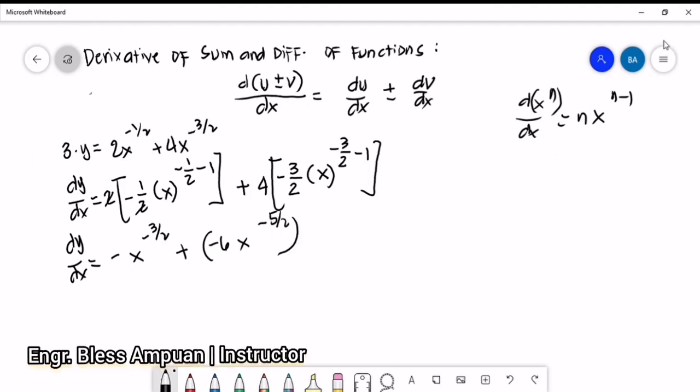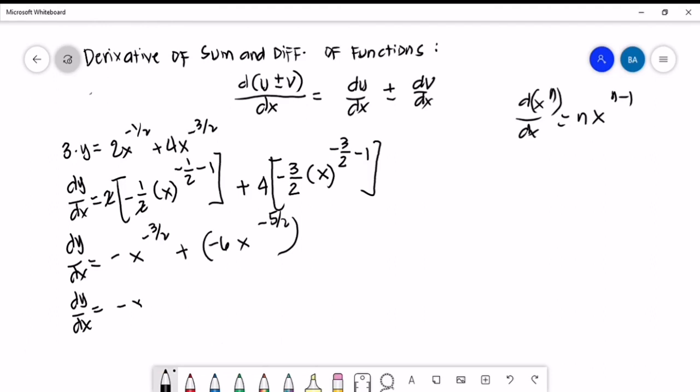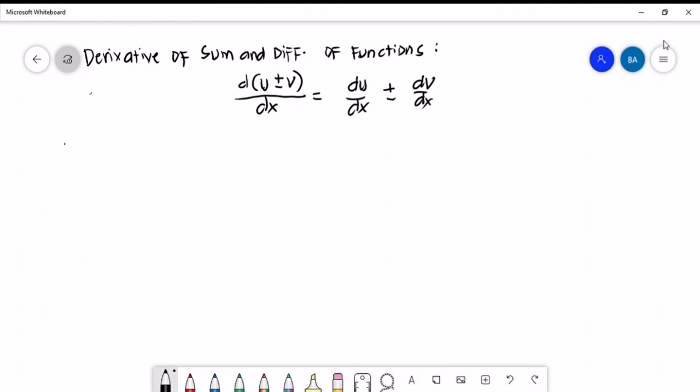Okay, so last step, our dy/dx is equal to negative x raised to negative 3 over 2, plus, okay, this is not plus, this is minus 6x raised to negative 5 over 2. So this is our answer. Okay, now let's try another example.